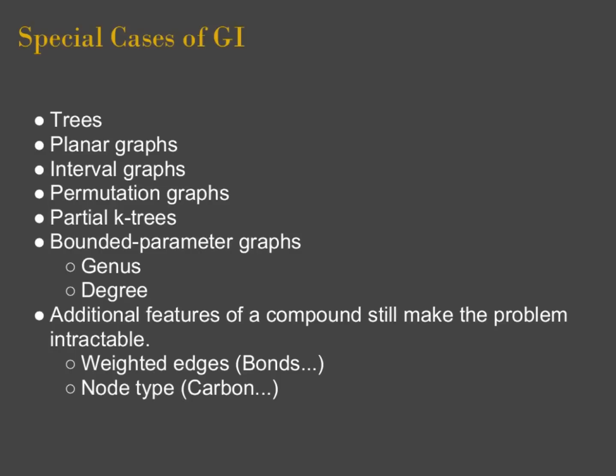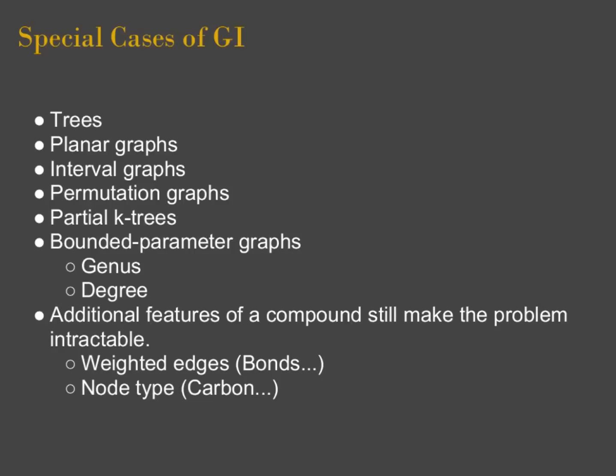There are special cases of graph isomorphism. So if your graph is a tree or a planar graph, it can be shown to be planar, or interval graph, maybe it's partitionable among k trees, or it's bounded by certain constraints.